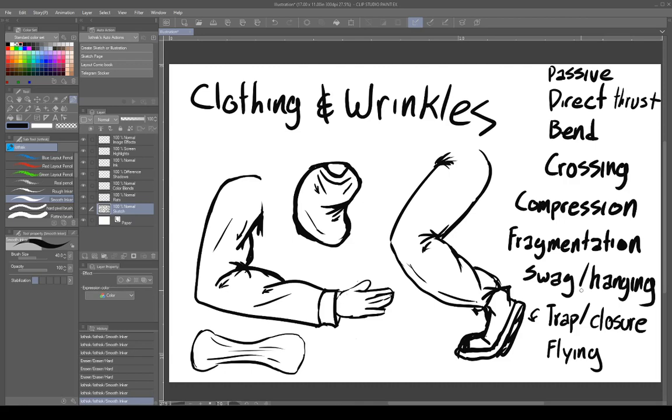I'm going to try and demonstrate a number of these types of wrinkles, how to make them, and the things to consider when clothing a character, or when depicting clothing or drapery or any type of cloth material that's likely to flow and overlap itself in space, because that's what creates wrinkles.